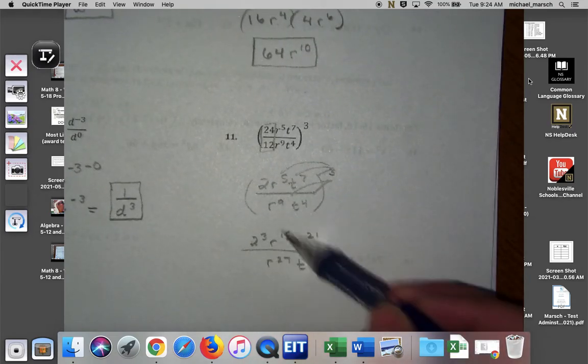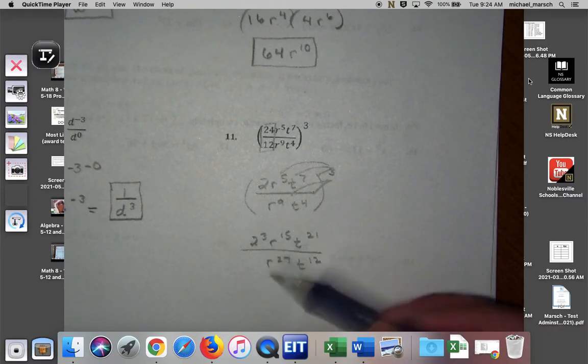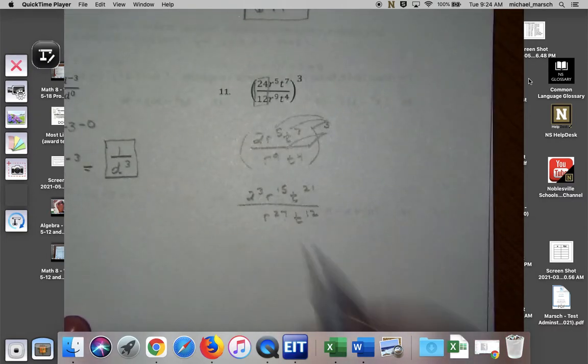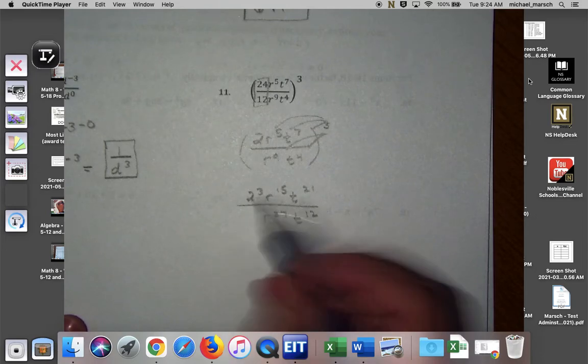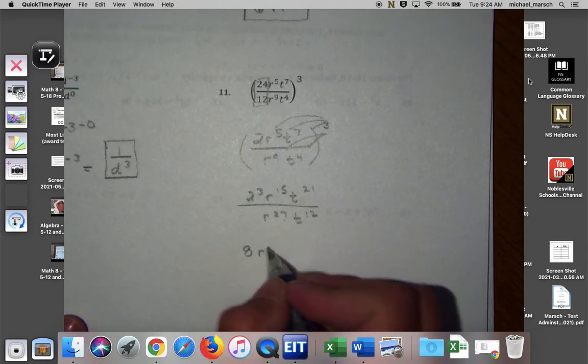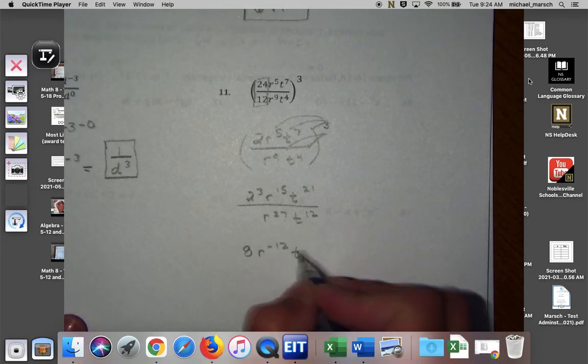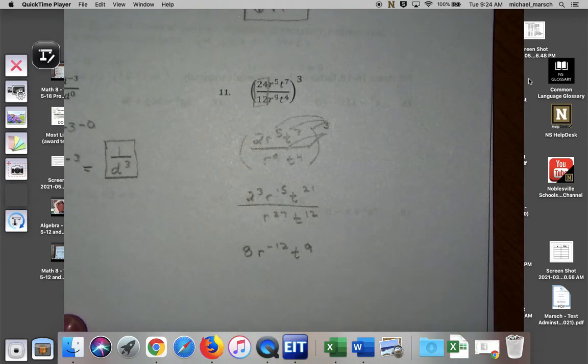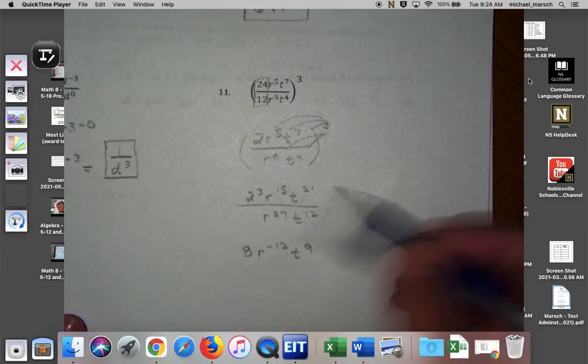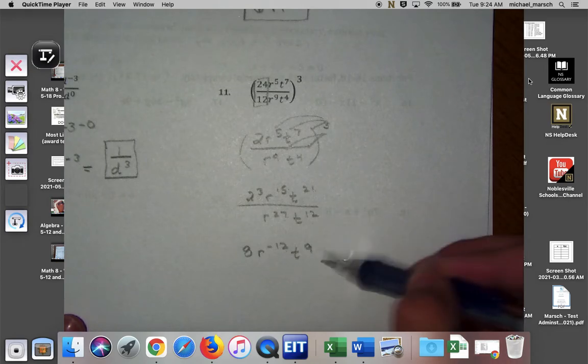Now I can do my subtraction here. I'm going to keep everything in its same location. I can go ahead and do 2 to the 3rd, so I'm going to get 8 r to the negative 12, t to the 9th, because 15 minus 27 is negative 12, 21 minus 12 is 9.